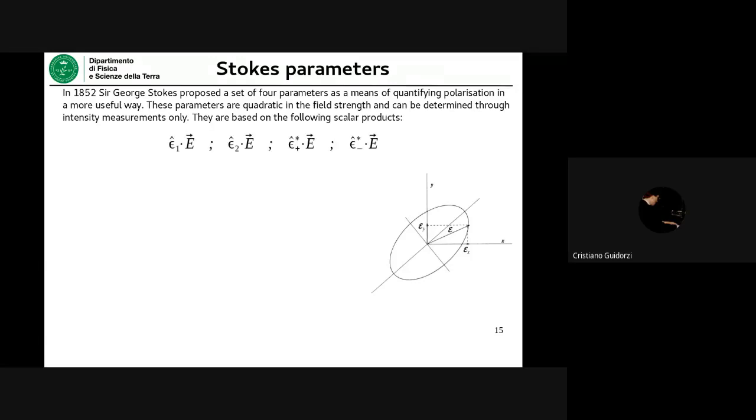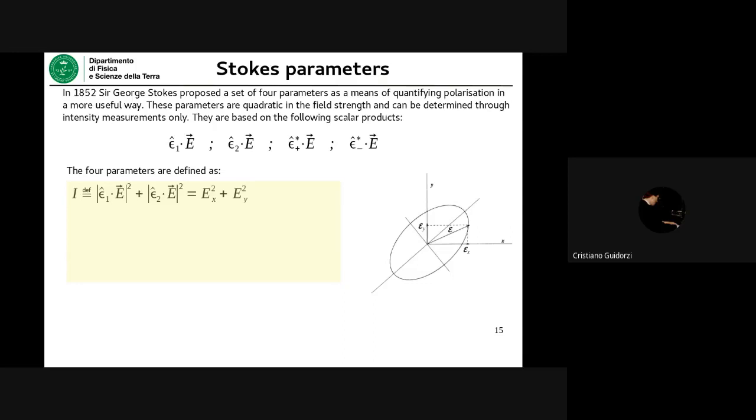In particular, they are defined in terms of scalar products between the unity vectors that we introduced. They can be either the linear polarization base, so epsilon1 and epsilon2, or alternatively, as we will see in a moment, the two unity vectors of the circular polarization base, epsilon plus or epsilon minus. So let's see just the definition of these four guys.